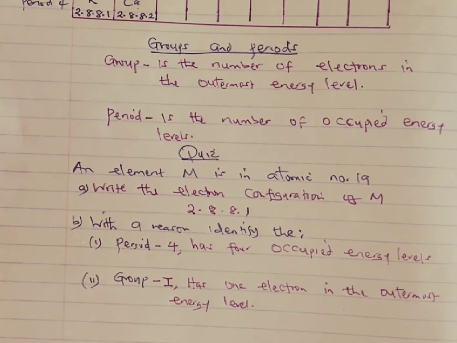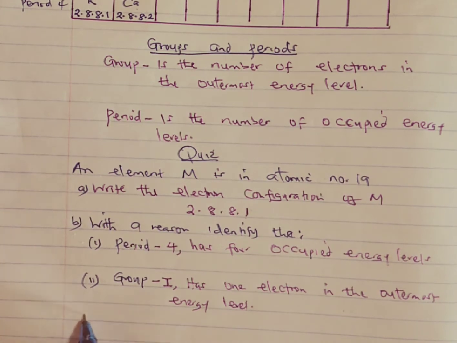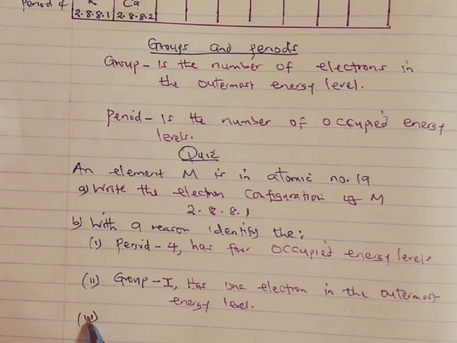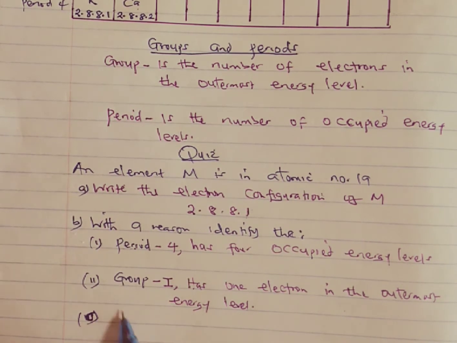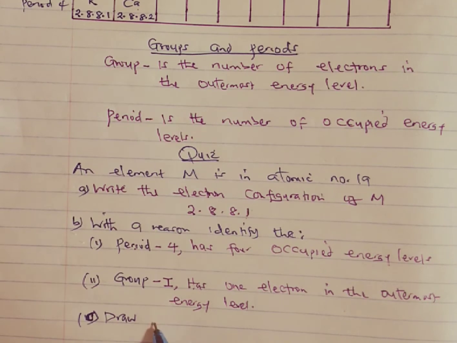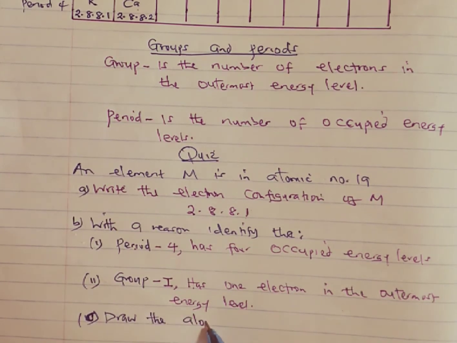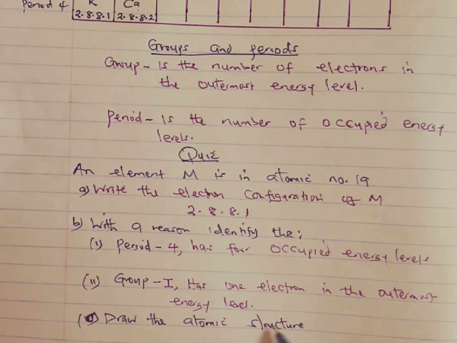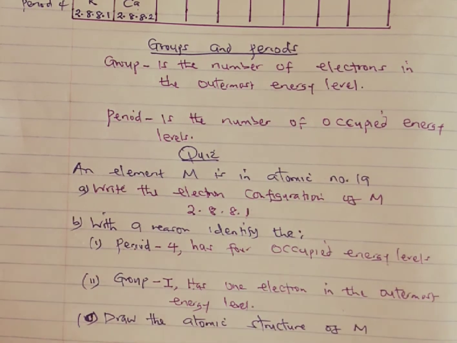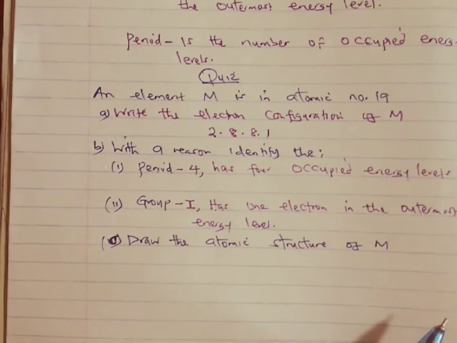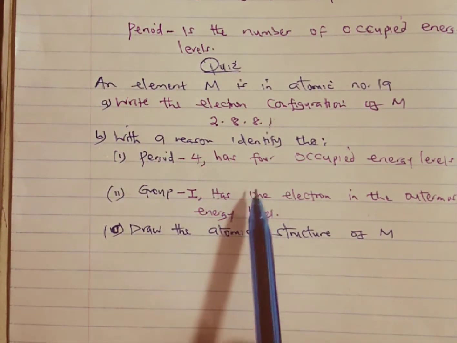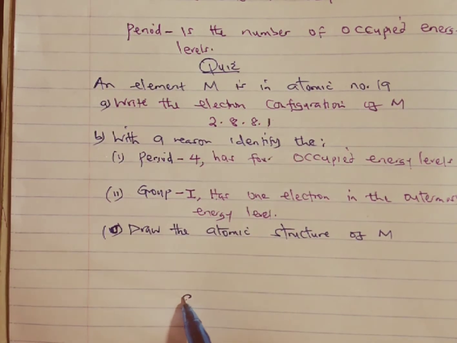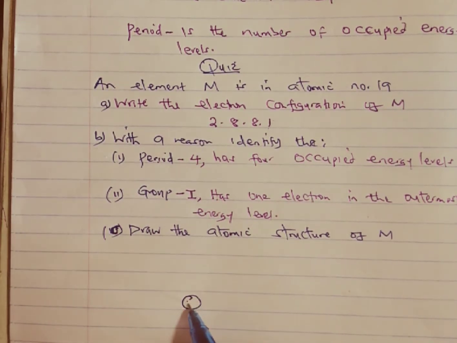Roman 3, you can be given a question where, for example, you are supposed to draw, or let us call this one C. You are told, for example, to draw the atomic structure of M. So if you are supposed to draw the atomic structure of M, M has 4 occupied energy levels. The first thing we do is to draw the nucleus or the center of M.